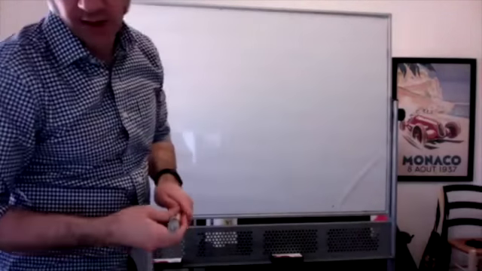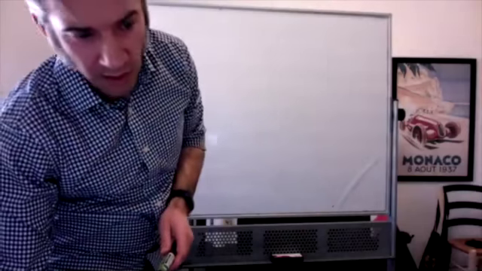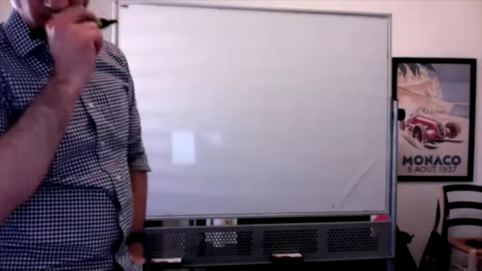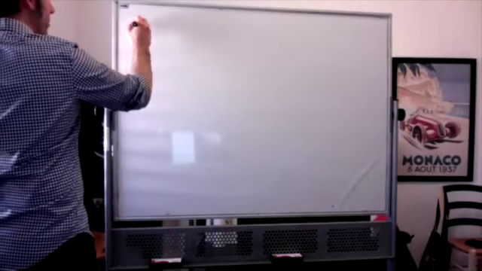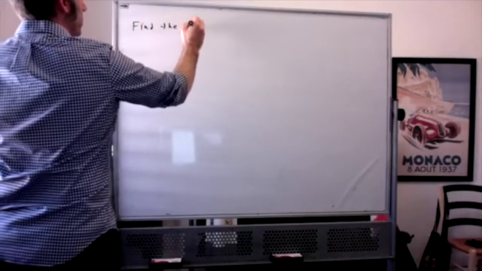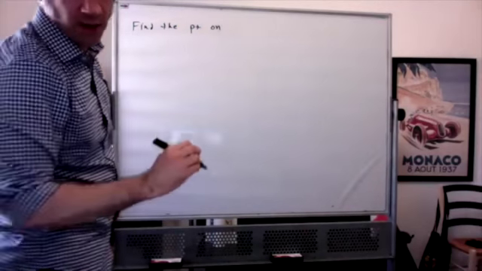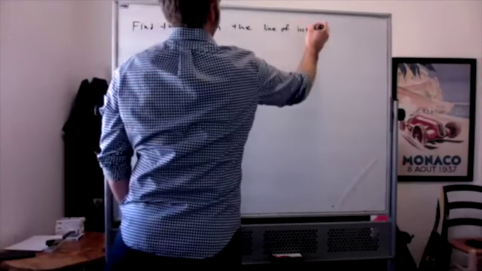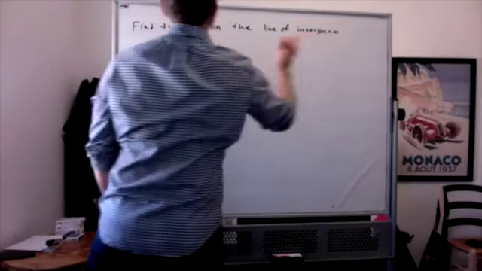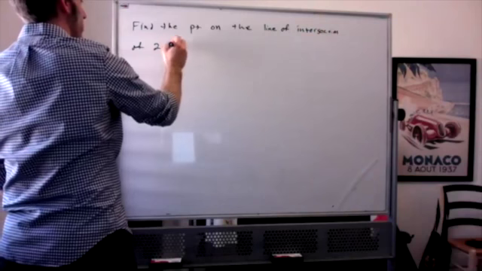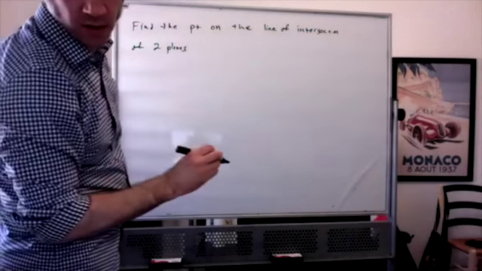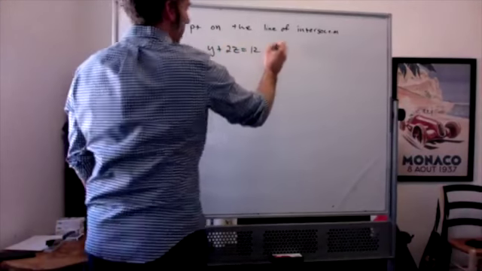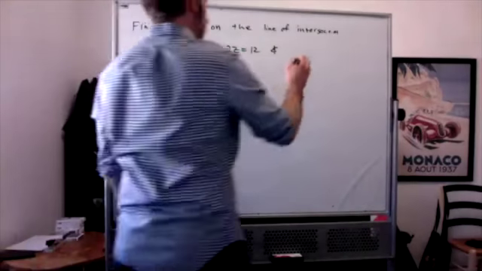Let's look at another example. Sometimes a Lagrange multipliers question can have two constraints. So let's look at this example and see how it's different. I want to find the point on the line of intersection of the two planes y plus 2z equals 12 and x plus y equals 6.